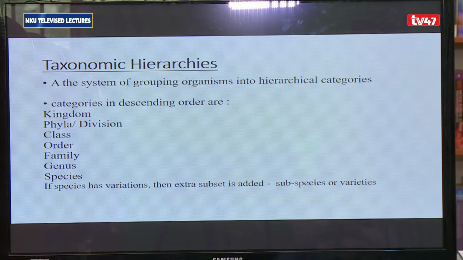So although we have seven taxonomic categories from kingdom to species, should a species have variations, then we introduce an extra subset that we refer to as the subspecies or varieties. If you are dealing with animals, we talk about subspecies. If it's plants, it is varieties. For the other organisms, it may vary between subspecies or varieties. Either of the two can be applicable.